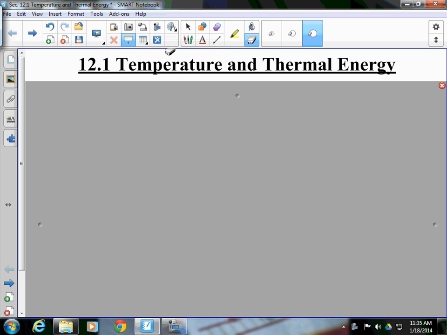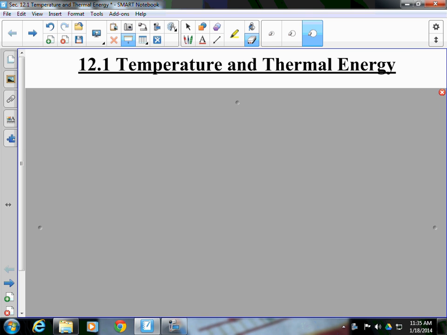Section 12.1, temperature and thermal energy. We are continuing our tour of energy. Remember in Chapter 11 we really focused on potential and kinetic, and now in Chapter 12 we're really going to focus on heat, or the concept of heat and thermal energy.